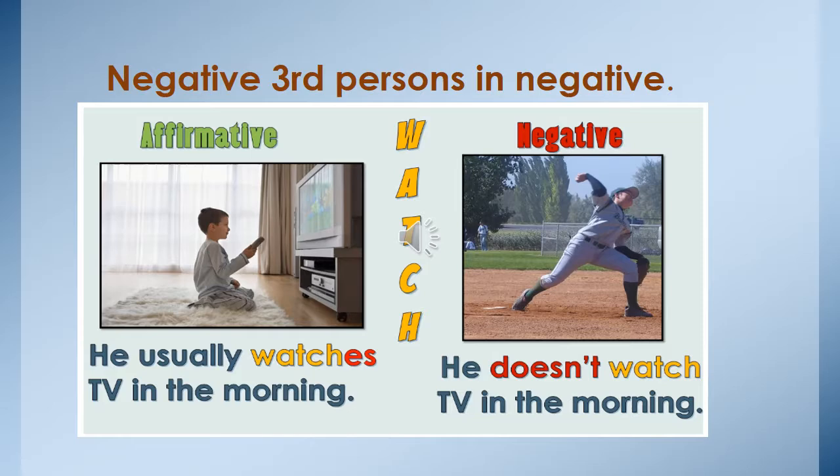Now, I'm going to explain the negative in third person sentences. You can see on the left the affirmative sentence, and on the right you can see the negative sentence. Now, you can see that the affirmative sentence is singular, in the third person. He usually watches TV in the morning. Okay, and the negative is the third person, but it's negative and uses the auxiliary. He doesn't watch TV in the morning.